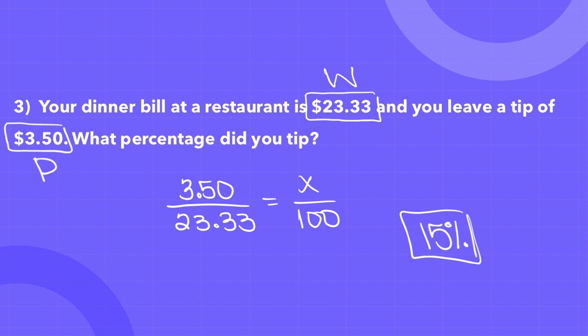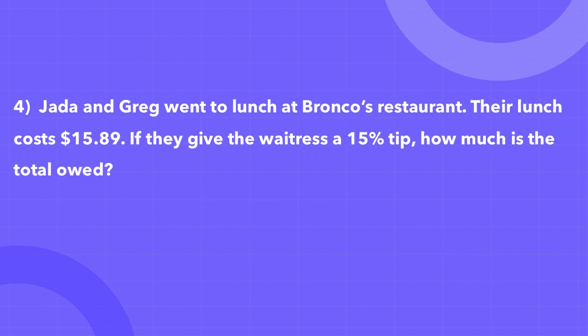Okay. Question number 4. Jada and Greg went to lunch at Bronco's restaurant. Their lunch cost $15.89. If they give their waitress a 15% tip, how much is the total owed? All right, Jason, what are you gonna do? So you're gonna find out how much money they tip the waitress. All right, so how did you find the tip? I'll multiply 15.89 by 0.15.